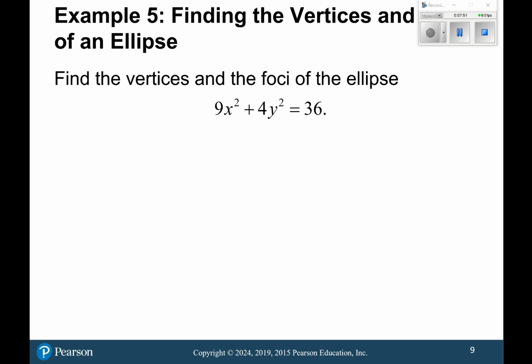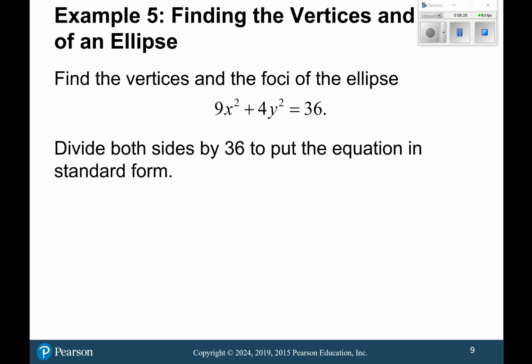So here's an equation. Now we should be able to identify that this is the equation of an ellipse by virtue of the fact that x squared and y squared have different coefficients. If they're the same exact value, it's going to be a circle. Because they're different, this is an ellipse. Now, that and the fact that the directions say it's an ellipse.